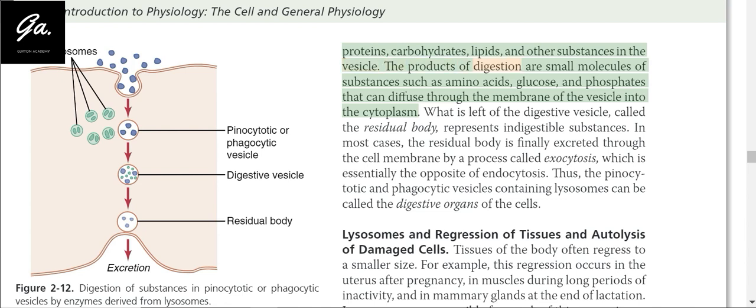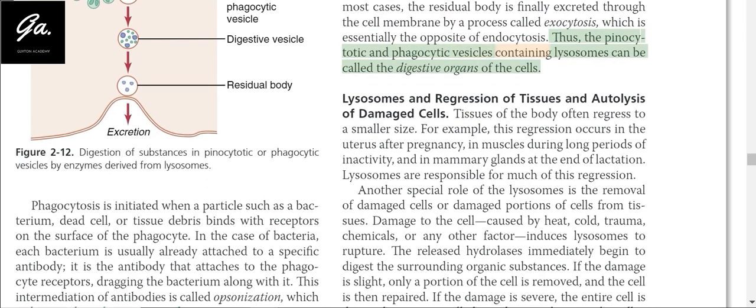The products of digestion are small molecules of substances such as amino acids, glucose, and phosphates that can diffuse through the membrane of the vesicle into the cytoplasm. What is left of the digestive vesicle, called the residual body, represents indigestible substances. In most cases, the residual body is finally excreted through the cell membrane by a process called exocytosis, which is essentially the opposite of endocytosis. Thus, the pinocytotic and phagocytic vesicles containing lysosomes can be called the digestive organs of the cells.